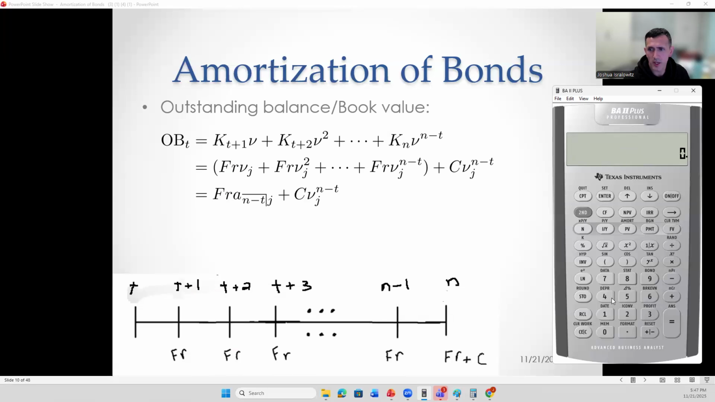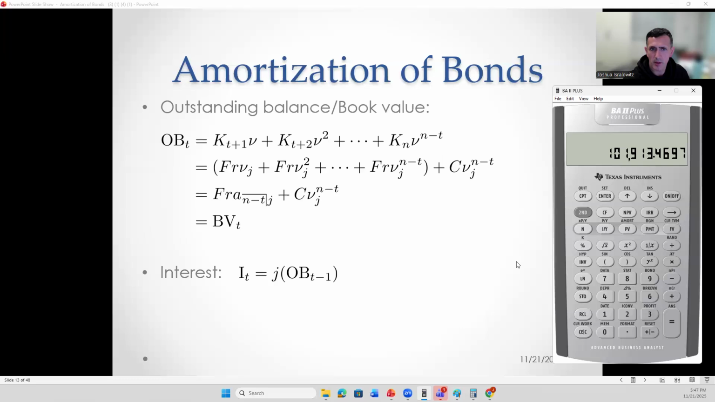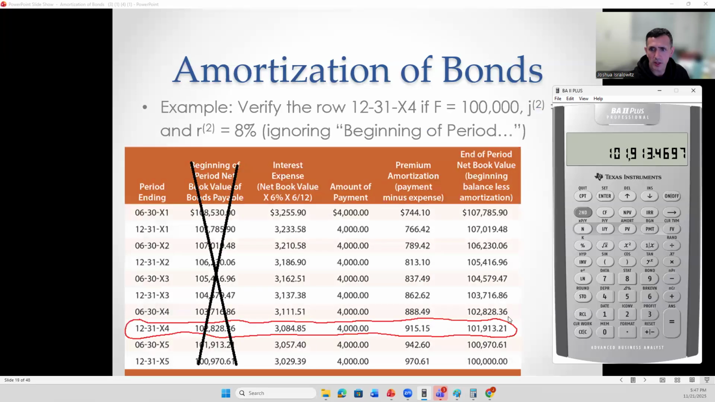I don't think I cleared TVM, so there's no redemption for FRA 2.03. And 3% interest, 4,000 payment, compute present value, plus this present value of redemption. We get the same answer, 101,913.47. Again, we're more accurate.